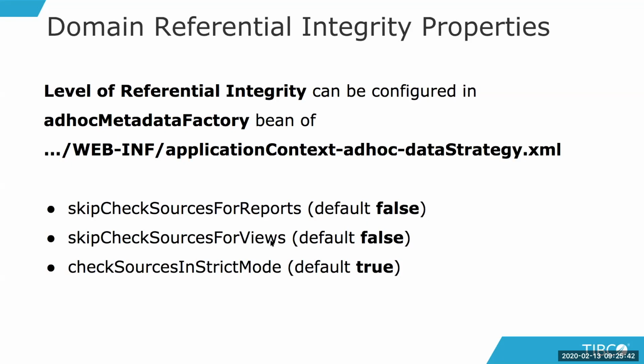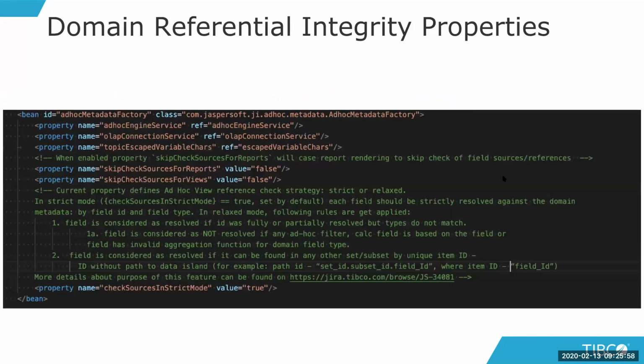So there are 3 properties defined. These are defined inside a configuration file in the WEB-INF of JasperReports Server. In particular, the file is applicationContext-adhoc-data-strategy. And this is how the file looks. And here is where I can set my true and false values. I think by default you don't see the property skip check sources for views, but you can add it and set the value for it if you want a value which is not the default.